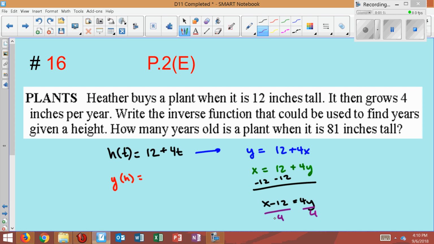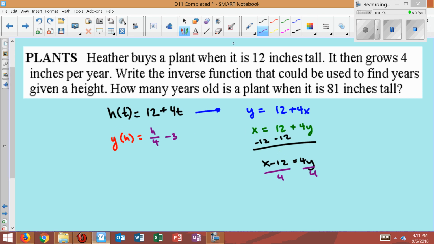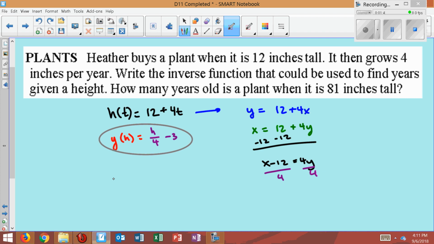Now I don't like leaving it this way, so when I come over here, I'm actually going to convert it and say that first off I'll say h over 4 and then minus 3. I'm just dividing each one individually. And so if you would take the height, divide it by 4, and then subtract 3, this would be your inverse function. So that would find the age of the tree.